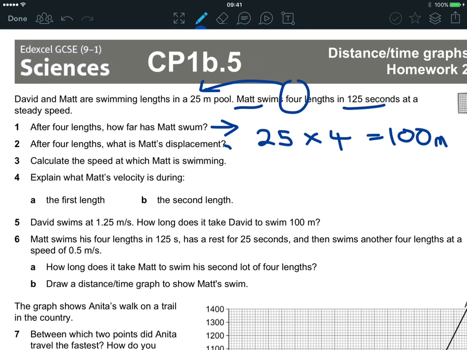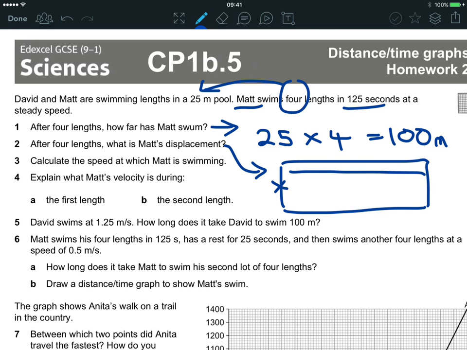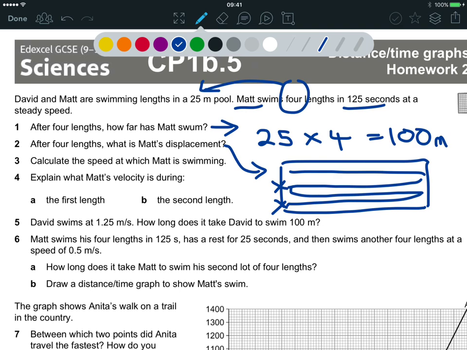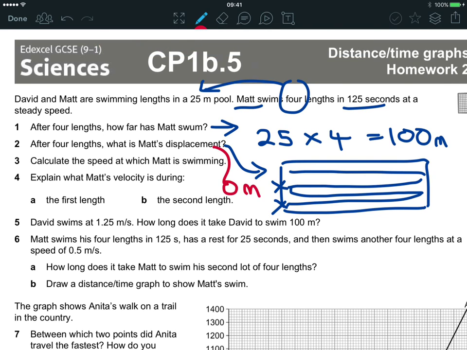Okay, after 4 lengths, what is Matt's displacement? Right, okay, well, let me just picture this. It's easier sometimes to draw a little picture. Now, he's starting there and he's going up 1 length, then back for the 2nd length, up for the 3rd length, back for the 4th length. So actually, on the 4th length, he's right back where he started, and displacement is how far you are from your starting position, and therefore he has got 0 metres displacement.